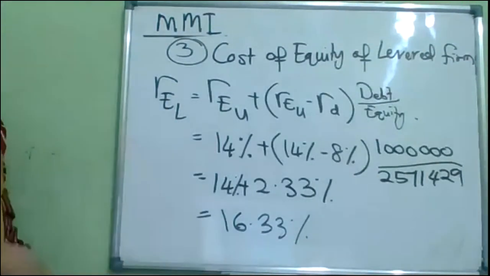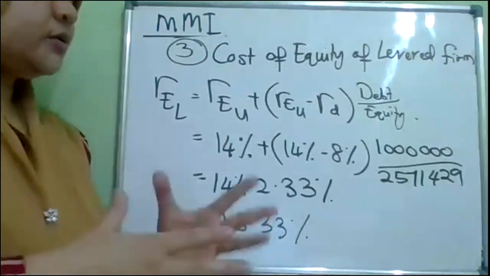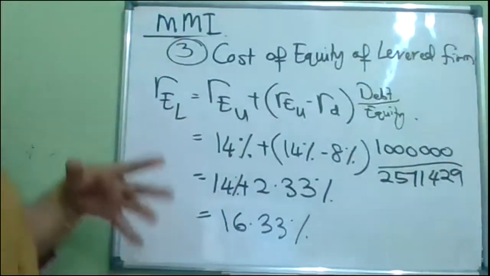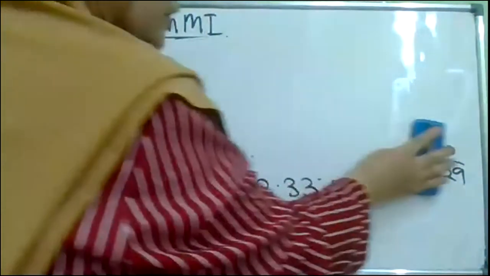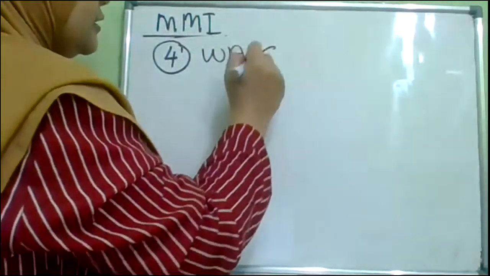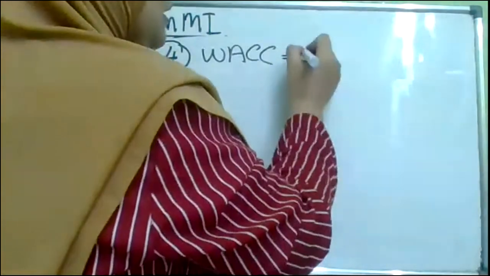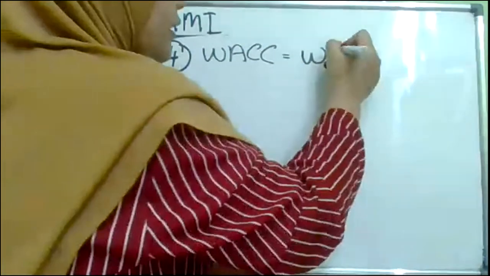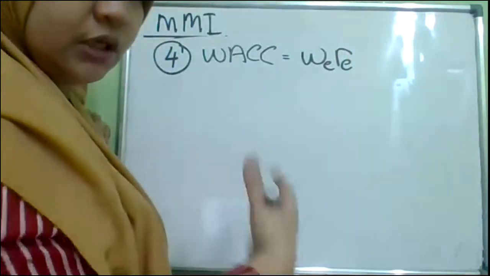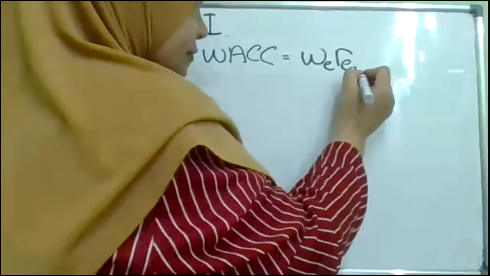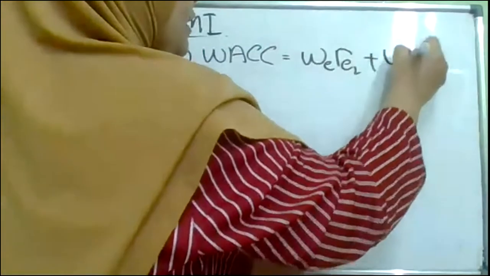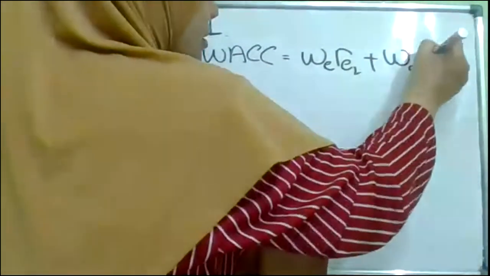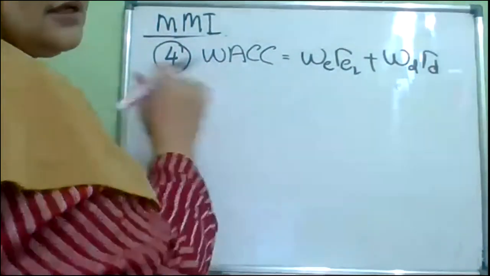So the fourth step, once you know the cost of equity of the Leviathan firm, then you can reach the fourth step, the WACC. The WACC will show you the combination cost of debt and equity. So how to find WACC? WACC is weightage of equity multiplied with cost of equity. Which equity? Equity of the Leviathan firm. Plus weightage of debt times cost of debt. And then you can find the WACC.